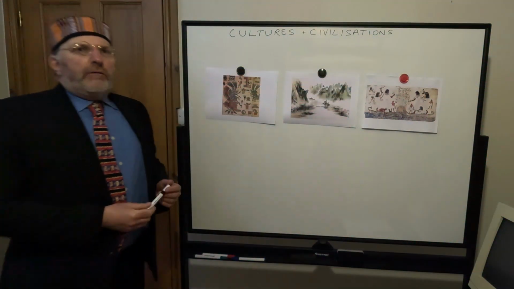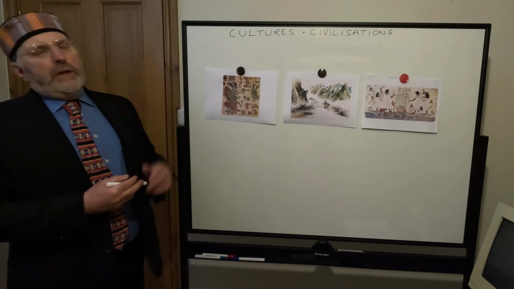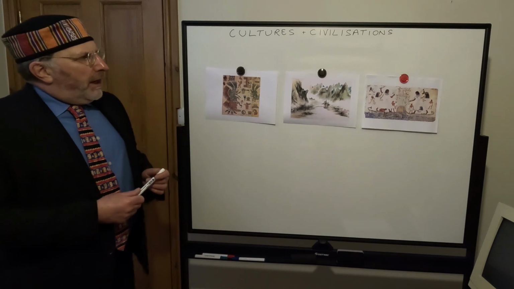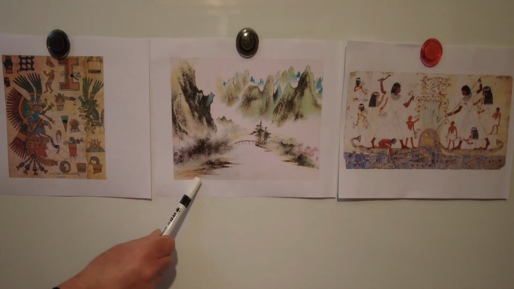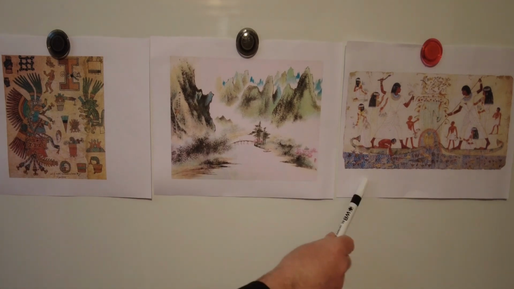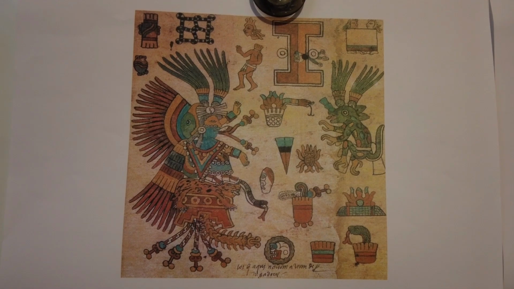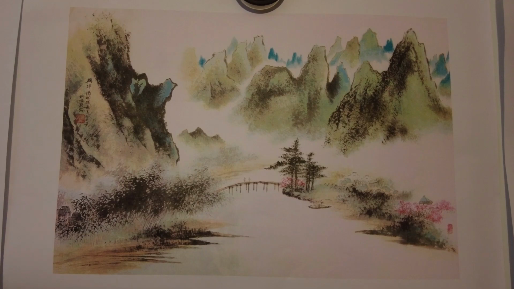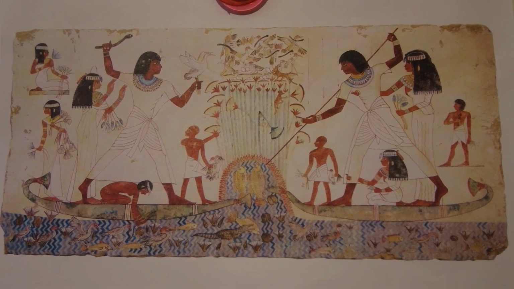Okay, in this first part of the lesson, we're going to consider some basic ideas and definitions to do with cultures and civilizations. And I put up here examples of Aztec art, Chinese art, and ancient Egyptian art. And the point is that you don't need to be a specialist art historian to tell the difference. Each one has a particular style that is instantly recognisable, a particular aesthetic or a particular vibe to it.